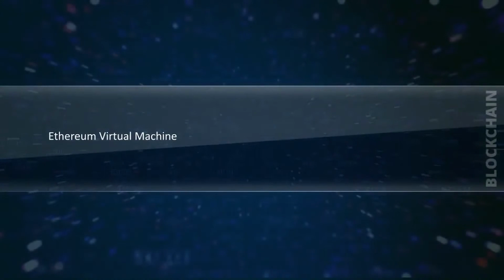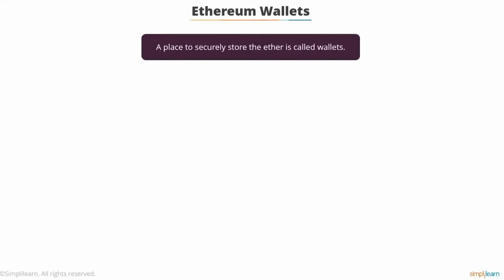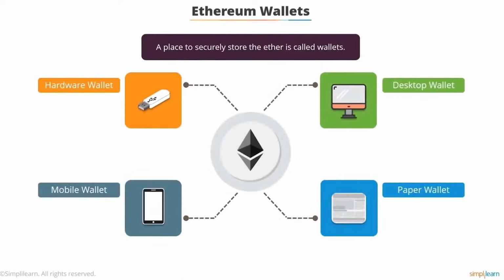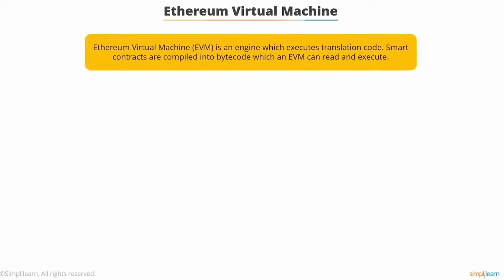Ethereum Wallets. A wallet is the place to securely store ethers and other cryptocurrencies. Basically, a wallet stores the means of accessing your currency using the private key. Now that I have told you about Ethereum and its currency, it will only be fair that I explain the EVM now. Ethereum Virtual Machine, abbreviated as EVM, is an engine which executes translation code.